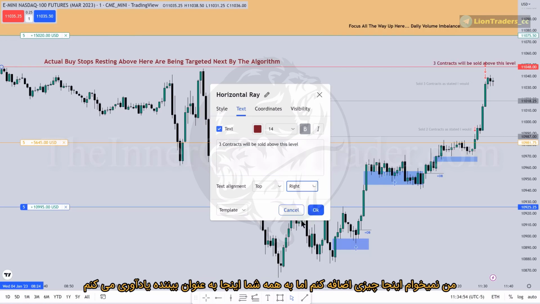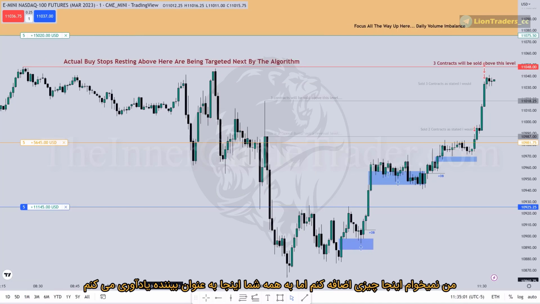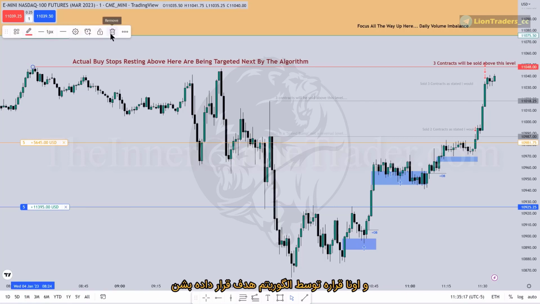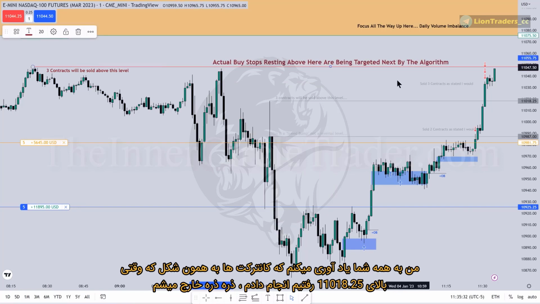I'm not wanting to add anything here, but I'm reminding you all as viewers that there are actual buy stops resting above those relative equal highs, and they're going to be targeted by the algorithm. And I'm reminding you all that 3 contracts will be peeled off the same way I just did it when we went above 11,018 and a quarter.